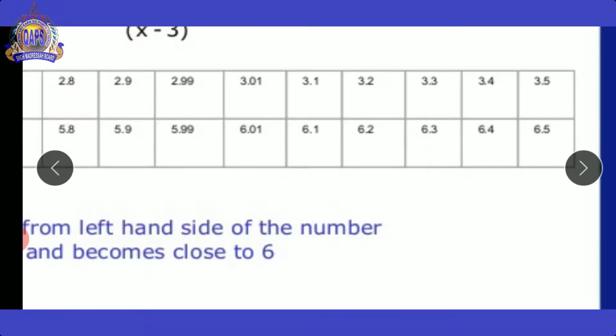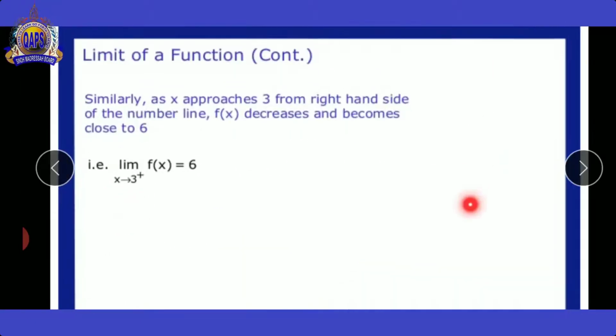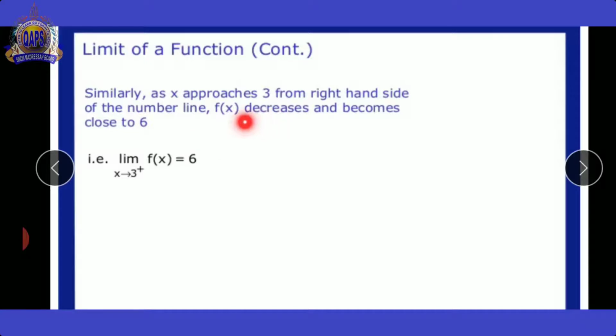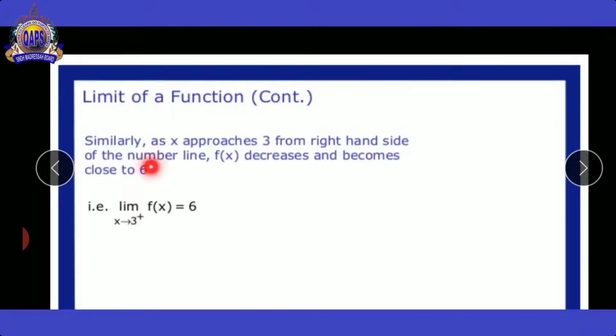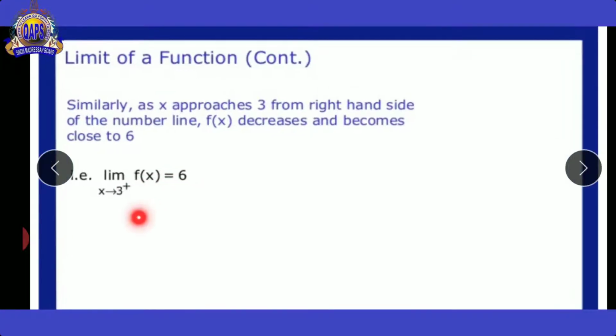Same here, when we put 3.3 in the right hand limit, then it becomes 6.3. Same here 6.1, and same here 6.0, because this line shows the decreasing point from 6.5 to 6.01, and it approaches the value 6. So same here, on the right hand side of the number line, f of x decreases and becomes close to 6. So this positive 3 represents a right hand limit.